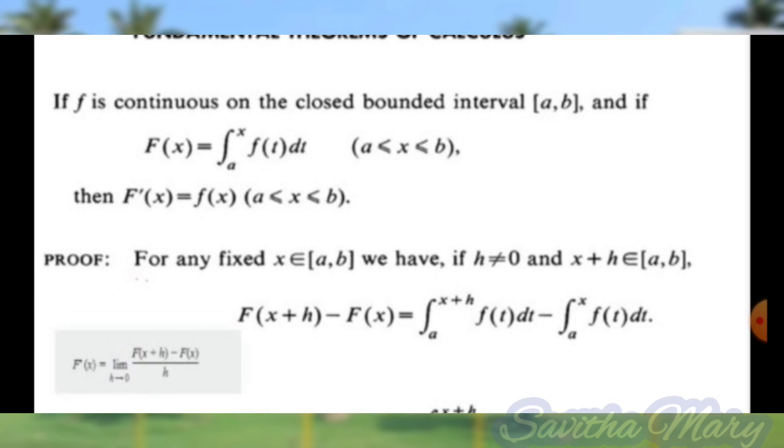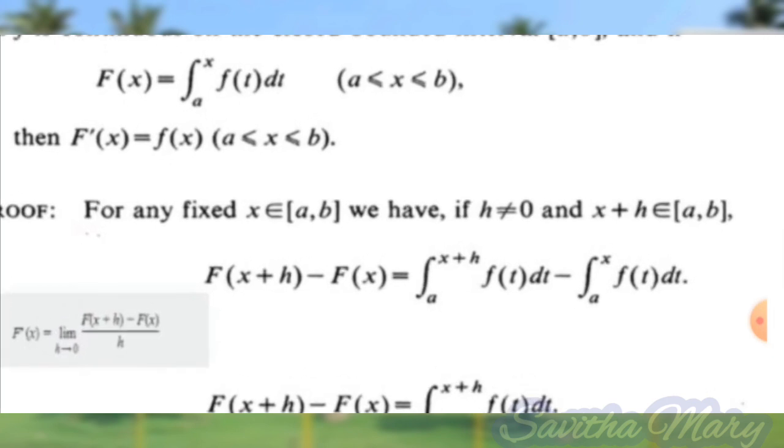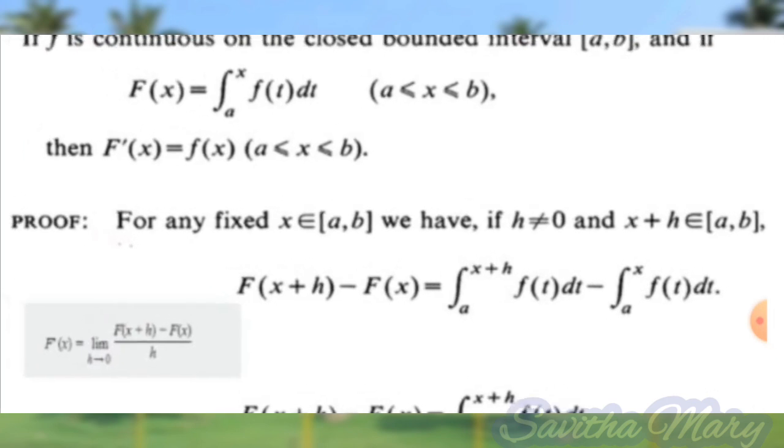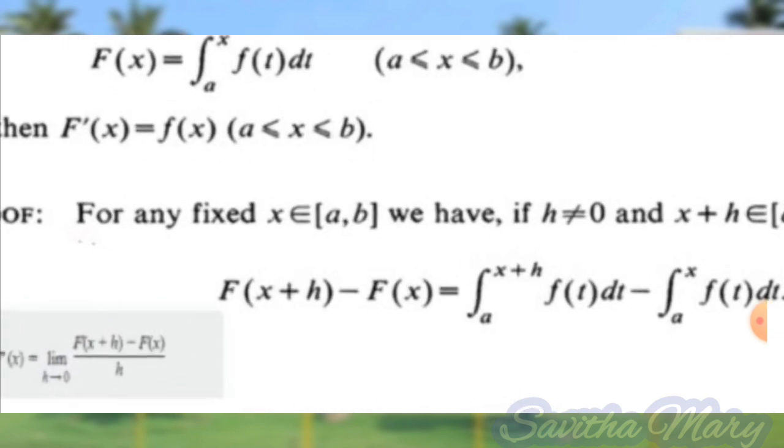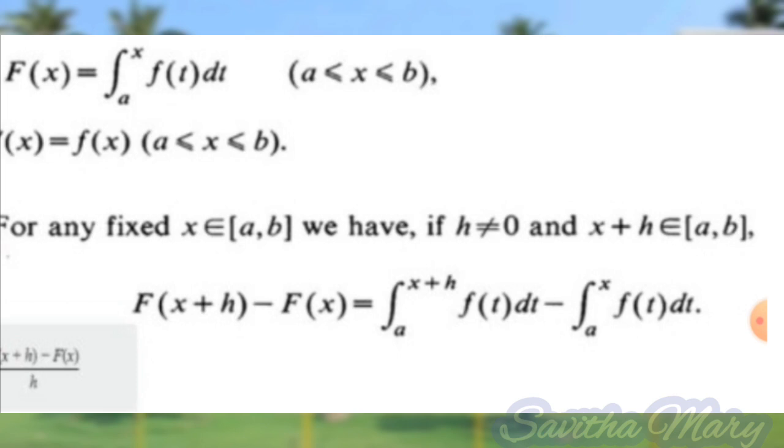Okay, so now we'll move on to the proof. To prove this theorem, first we have to know the derivative of the given function. The formula for the derivative is F'(x) = limit h tends to 0 of [F(x+h) - F(x)] divided by h. This is the formula for the derivative. Here I need two points, x and x+h. Define the point x in the interval [a, b] and also x+h in the same closed interval [a, b], and here h is not equal to 0.